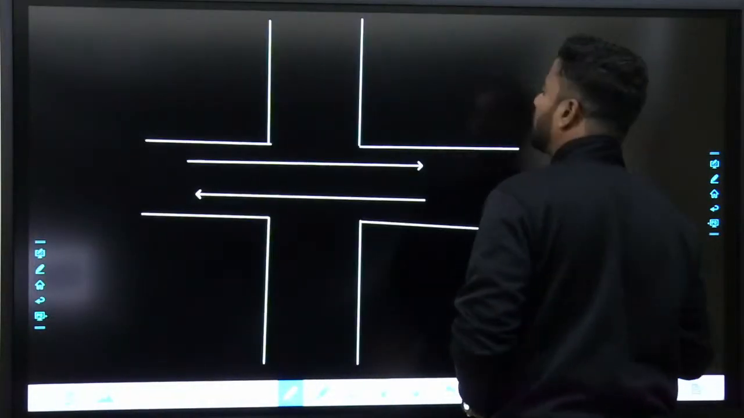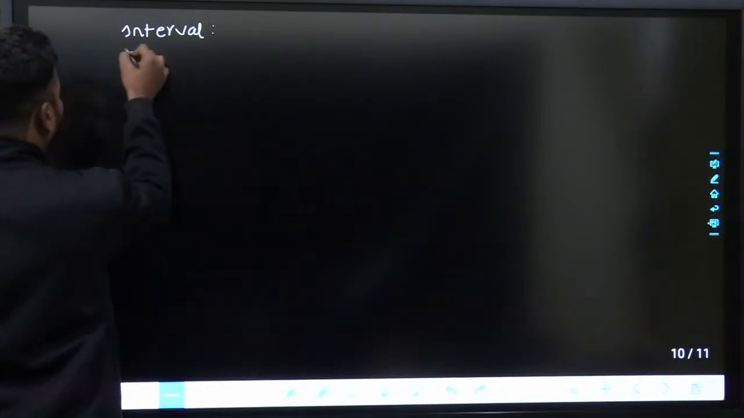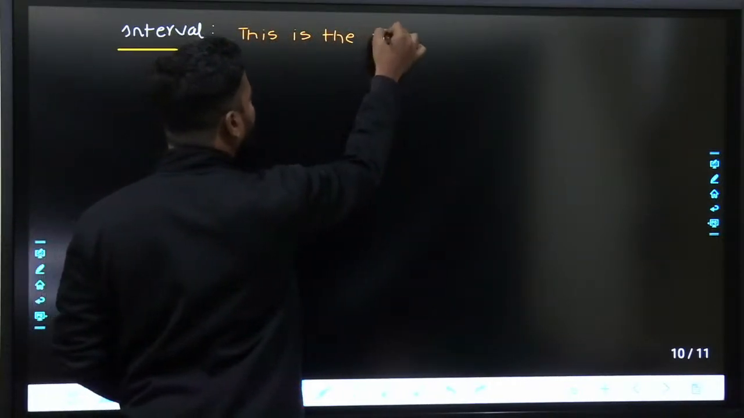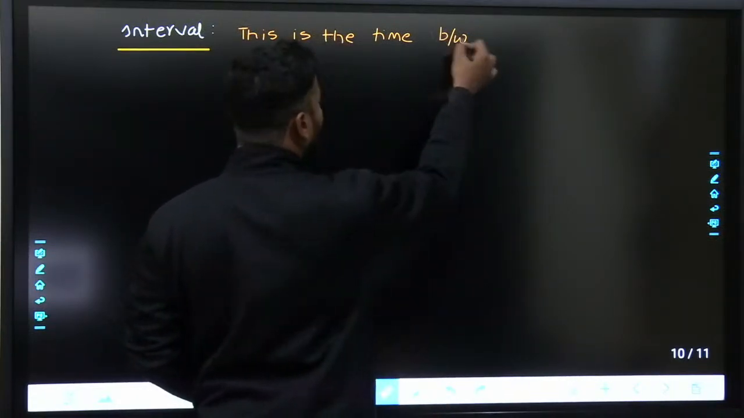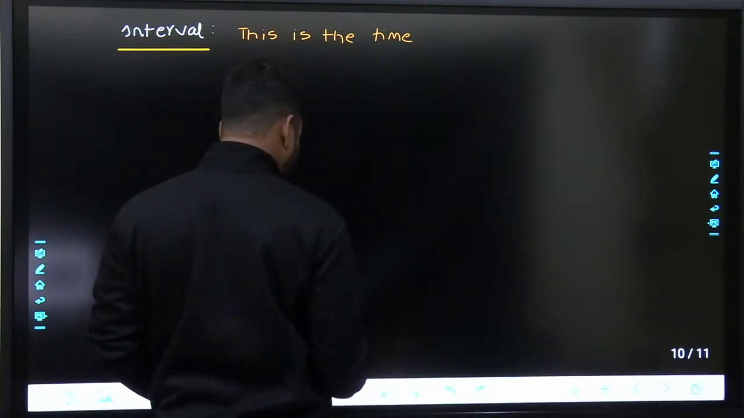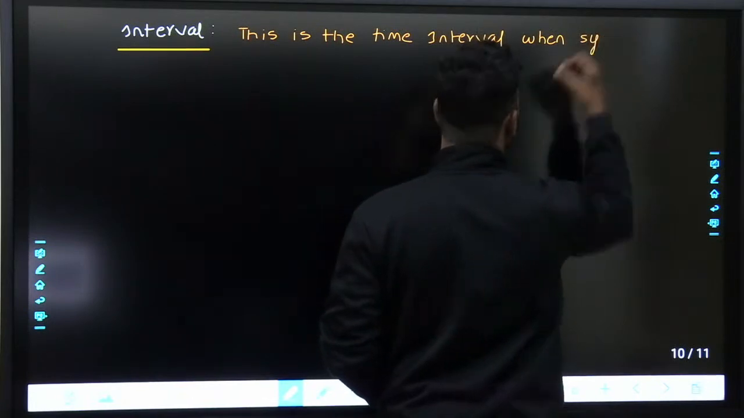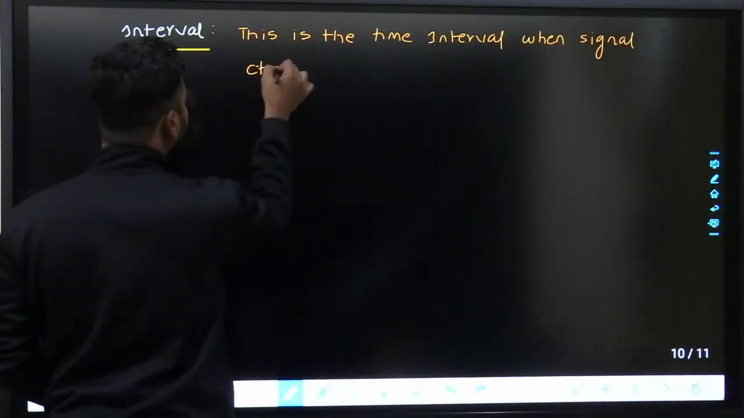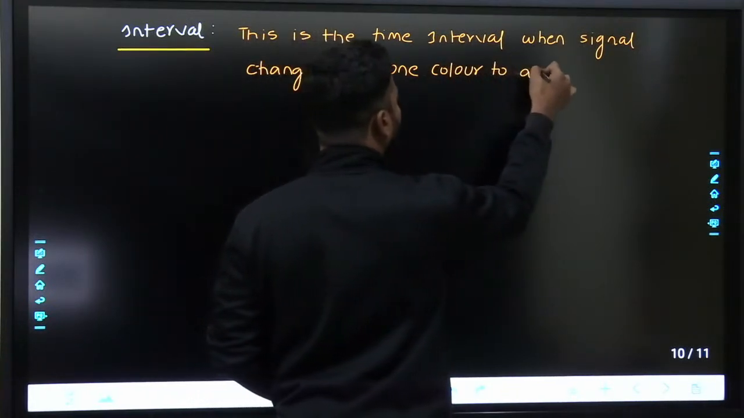The next heading is interval. This is the time interval when the signal changes from one color to another color.